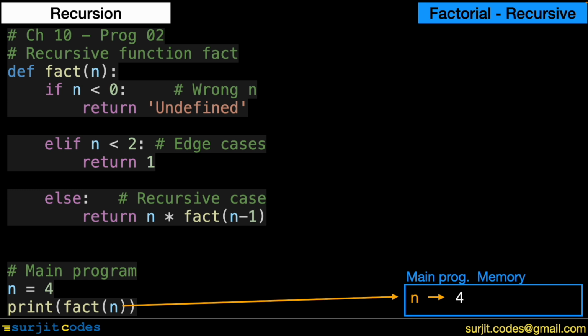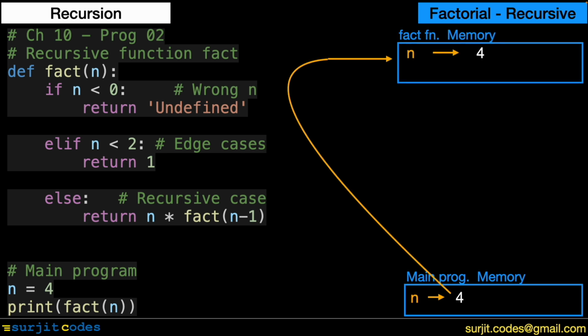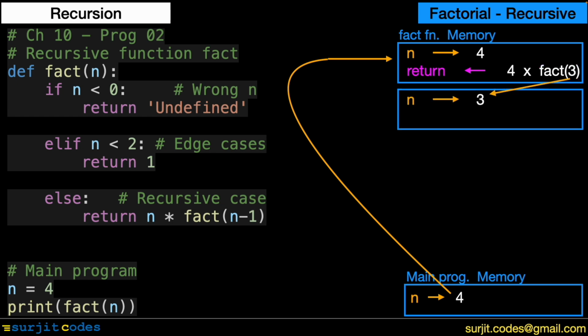Let us now carry out the dry run of our program. The main program calls fact for n equal to 4, which becomes the parameter of function fact. It is not negative and is not less than 2. We skip the first two if cases and reach the statement to return 4 into fact of 3. We must know fact 3 before we can evaluate the return expression. So we make another call to factorial.